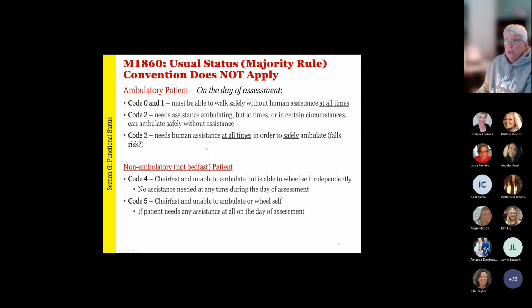So for your non-ambulatory but not bedfast patients, this is your code 4 and 5, where code 4 is they're chair fast and they're unable to ambulate, but they're able to wheel themselves independently. They don't need assistance at all with that wheelchair. And that could be either a manual wheelchair or a power chair, or whatever they're using. Your code 5 is they're chair fast and they're unable to ambulate or wheel themselves. They need assistance of some type with using that wheelchair, right?